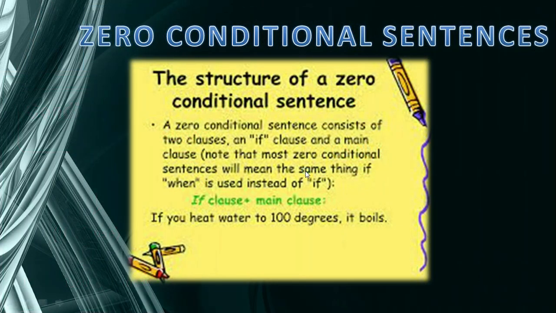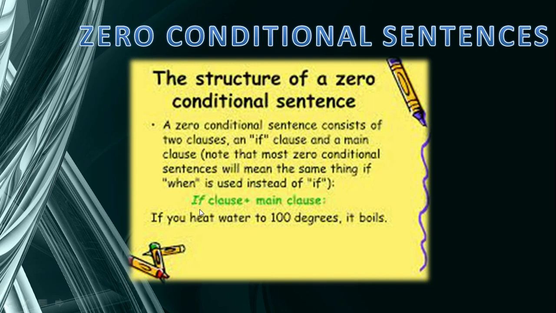Okay, let's see now what zero conditional sentences are. What is the structure of a zero conditional? A zero conditional sentence consists of two clauses, an if clause and a main clause. Note that most zero conditional sentences will mean the same thing if when is used instead of if. It means that when you use when instead of if, it also gives the same meaning. The meaning is not changed, and you can use when instead of if.